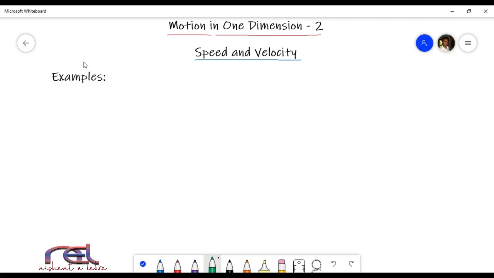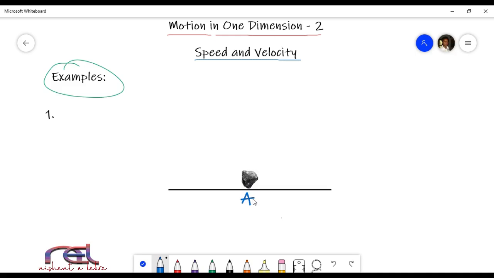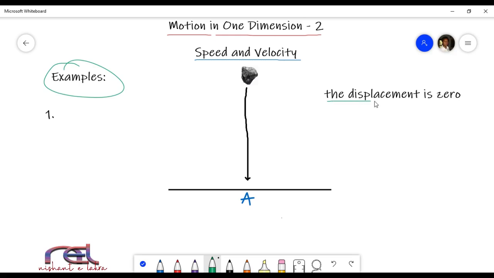Let's see some more examples to understand this. Let us say a stone is thrown vertically upwards from a point, and let us mark that point as A. Now after some time, after reaching a height, the stone again starts falling down vertically, at the same point from where it started. In this case, the displacement is 0 because the starting point and the ending point are the same. So the displacement is 0. The average velocity also will be 0, right?